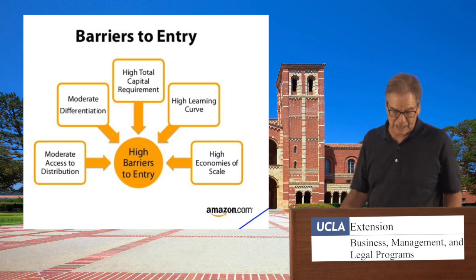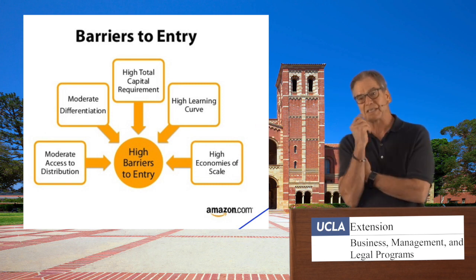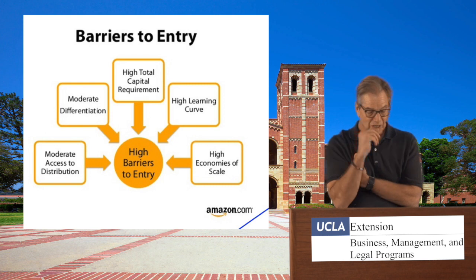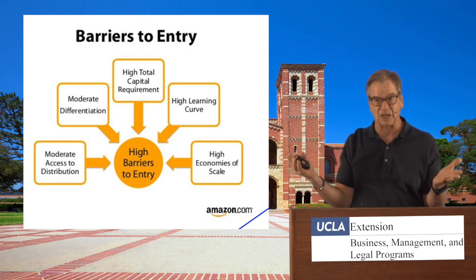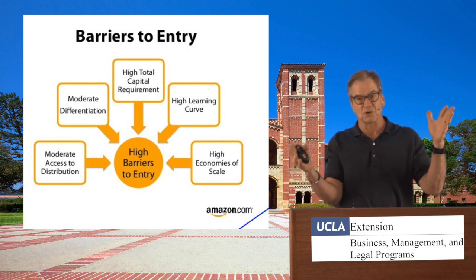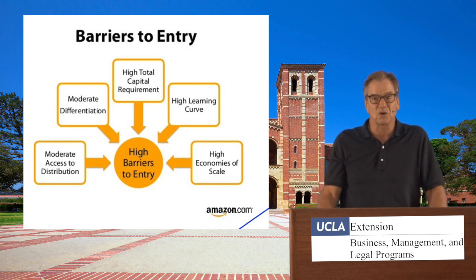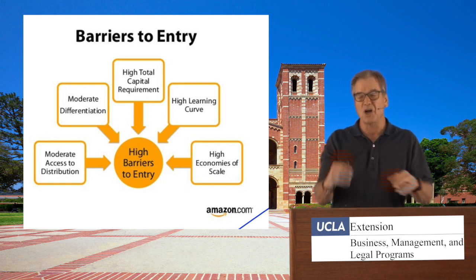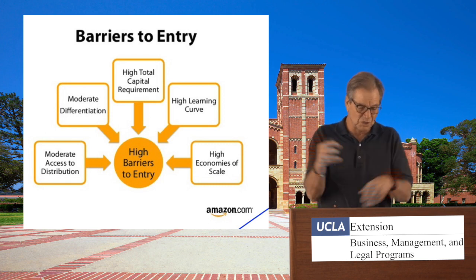This is just a quickie example of barriers. So this is Amazon. Notice the Amazon logo down here. Let's say you wanted to compete with Amazon. Can you imagine the high economies of scale? How much money you would have to invest to have economies of scale to do what they do? Same thing with the high learning curve. I mean, all the computers and distribution technology that goes into what Amazon does. The capital requirements: warehouses, assembly, distribution lines, racks, computerization.